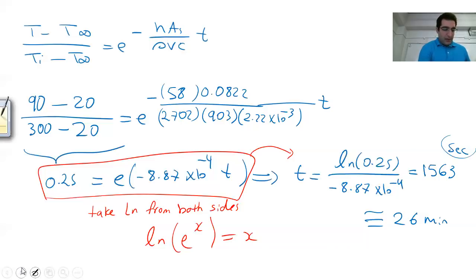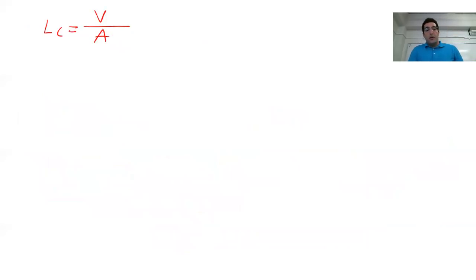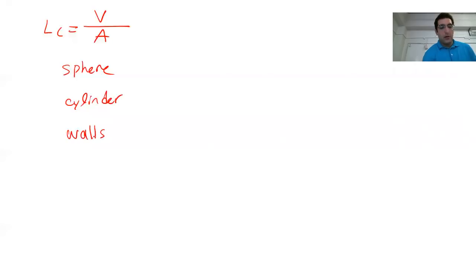One last point here and we'll be done. On Lc, we define characteristic length as volume divided by area. For a simple shape, it's easy, right? You find the volume, you find the area, you divide volume by area. Now, Lc for a sphere, for a cylinder, and for walls is estimated in the textbook. You don't need to go through V over A.